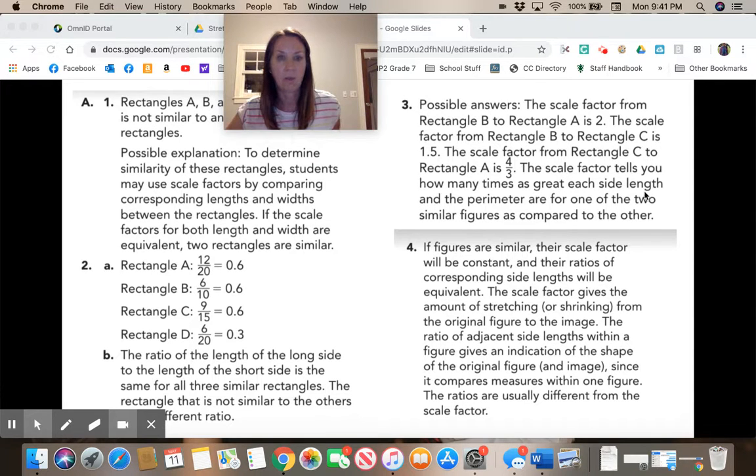In A4, if figures are similar, their scale factors will be constant and their ratios will be equivalent. The scale factor gives the amount of stretching or shrinking from the original figure to the image. The ratio within the figure gives an indication of the shape of the original and the image since it compares the measures within one figure. Ratios are usually different than the scale factor.